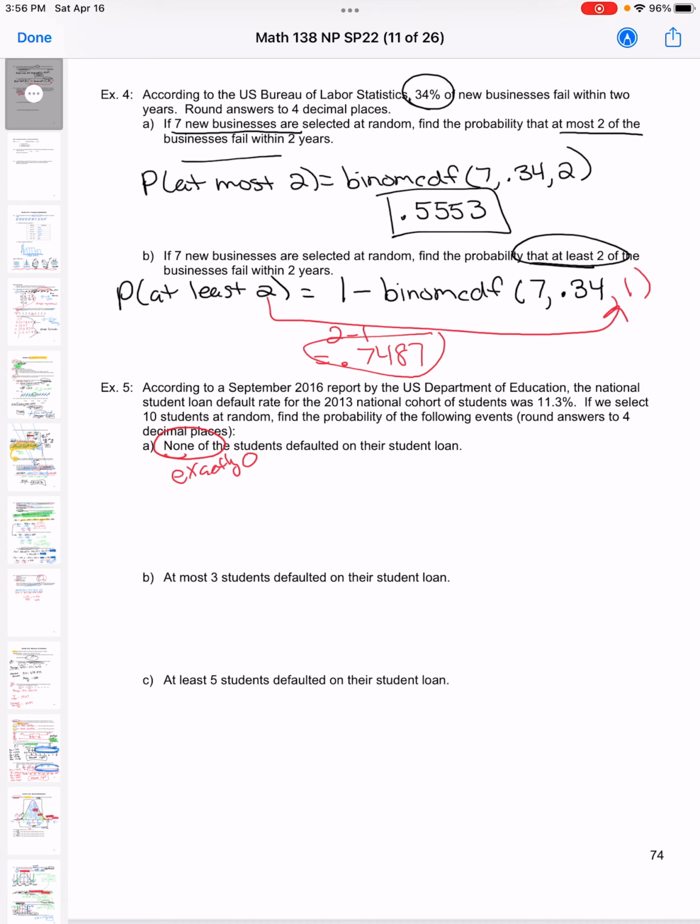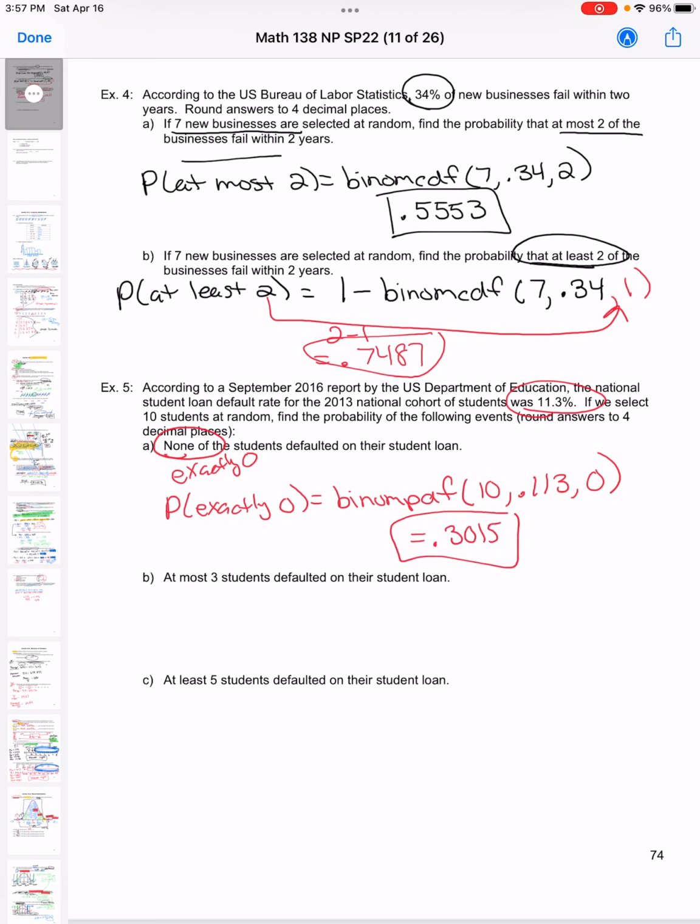All right, coming back from the pause, I told you this was going to be exactly 0. So exactly is the PDF. We were choosing 10 students at random. Their probability was 0.113 and we wanted exactly 0. Typing that in my calculator and rounding to 4 decimal places, I get 0.3015.